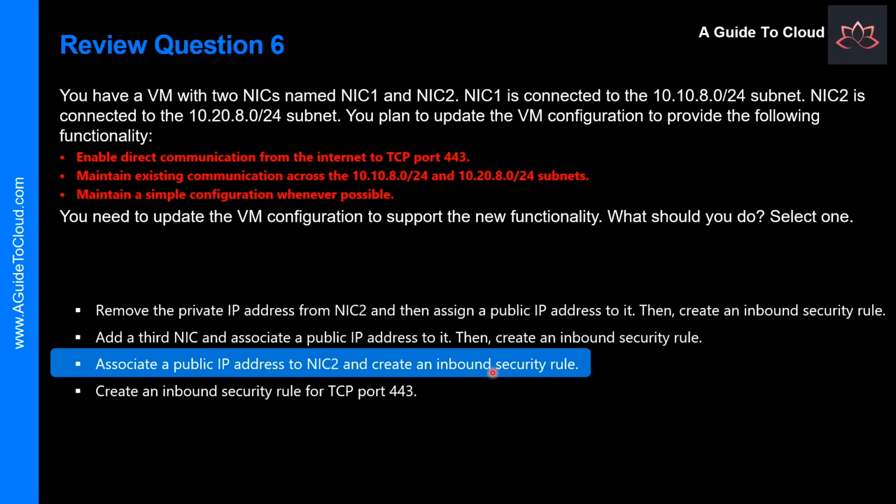You also need an inbound security rule. And you can associate the public IP address with NIC1 and NIC2, although this scenario only presents an option to associate it with NIC2. So this is the correct answer.